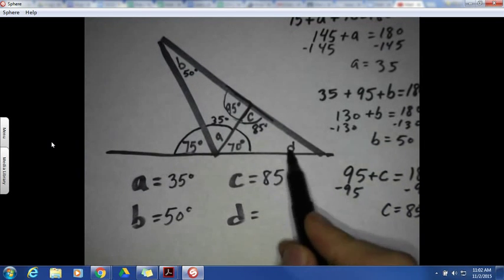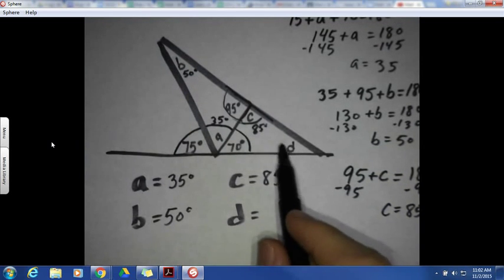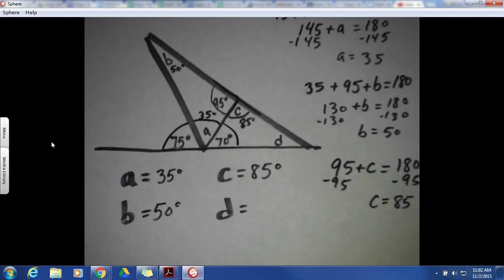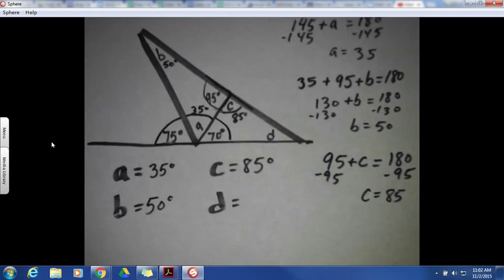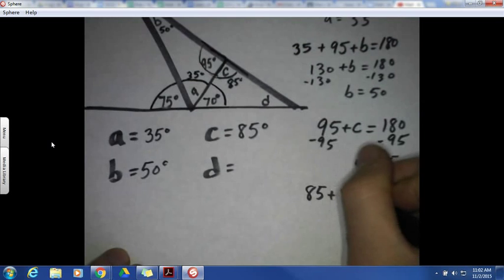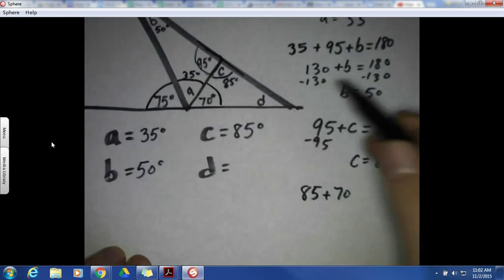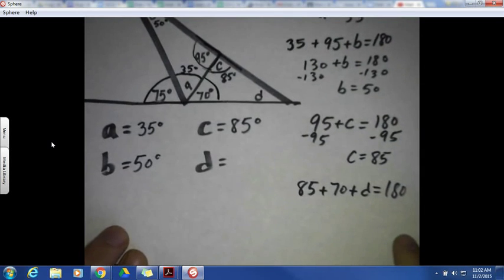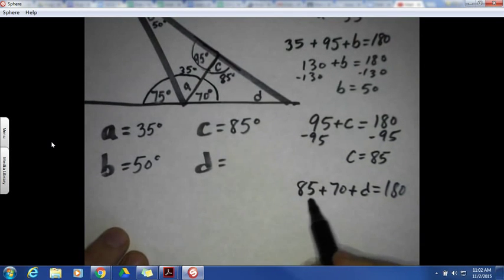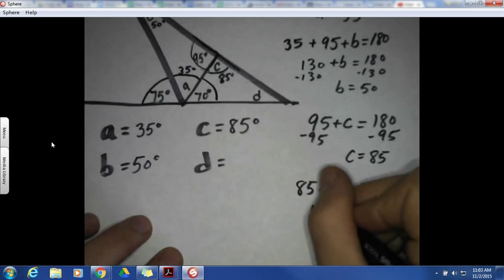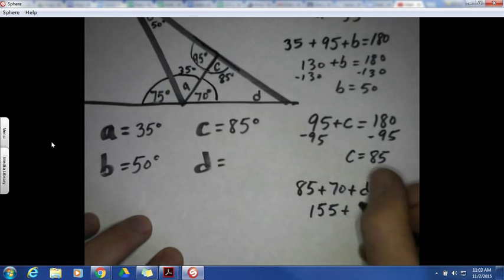Finally, D, we're going to use our rules about what we know about angles of a triangle. The three angles of a triangle should add up to 180. Alright, so we have two of those angle measurements, 85 degrees and 70 degrees, plus this third one that we don't know yet, should all equal 180 degrees. Okay, now we're ready to combine like terms and solve. 85 plus 70 equals 155, plus D equals 180.